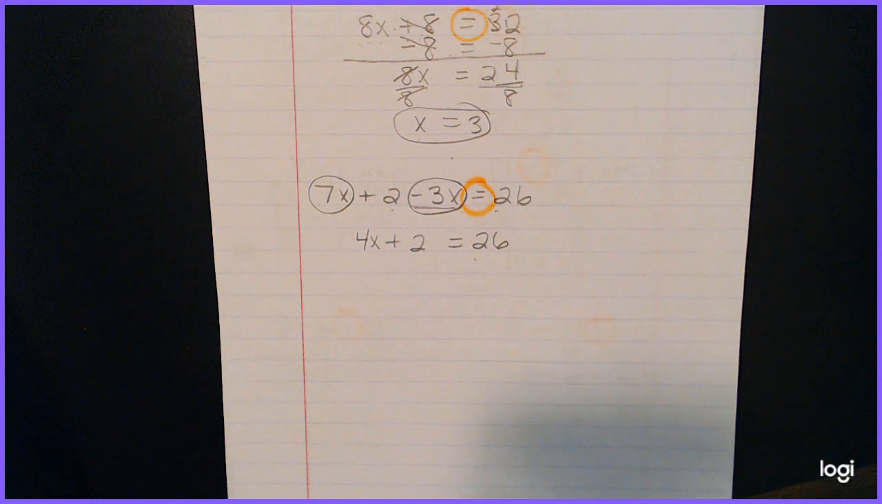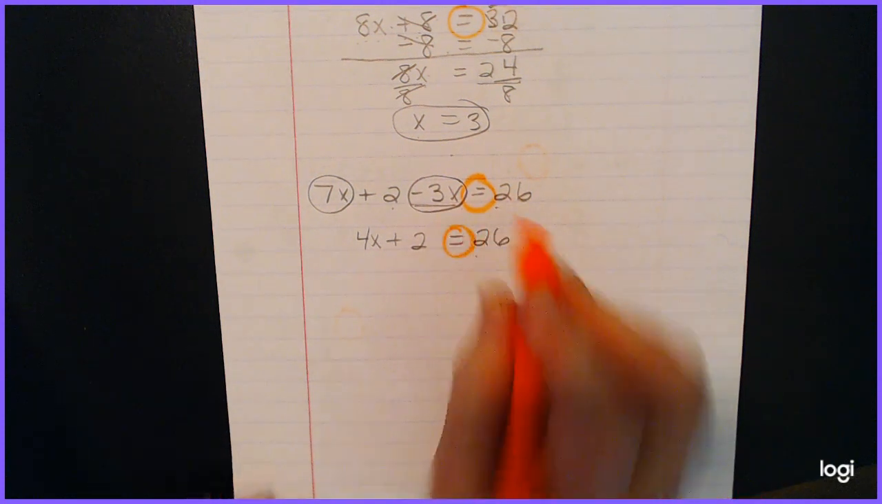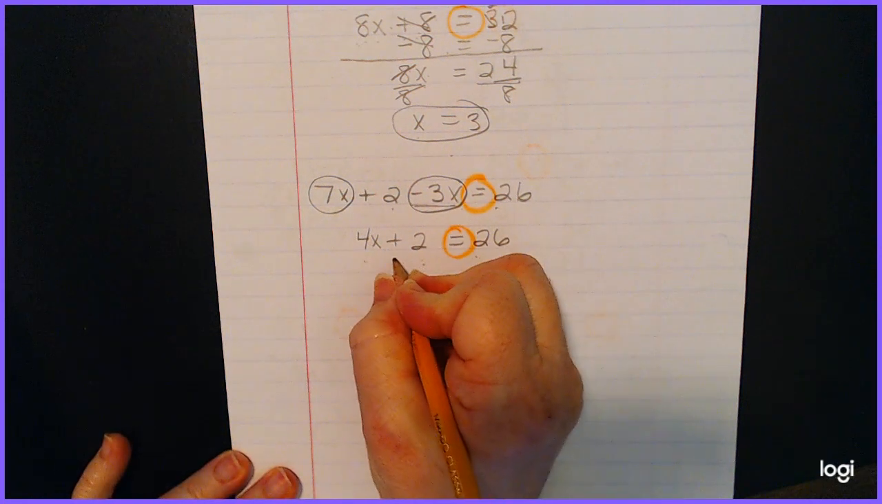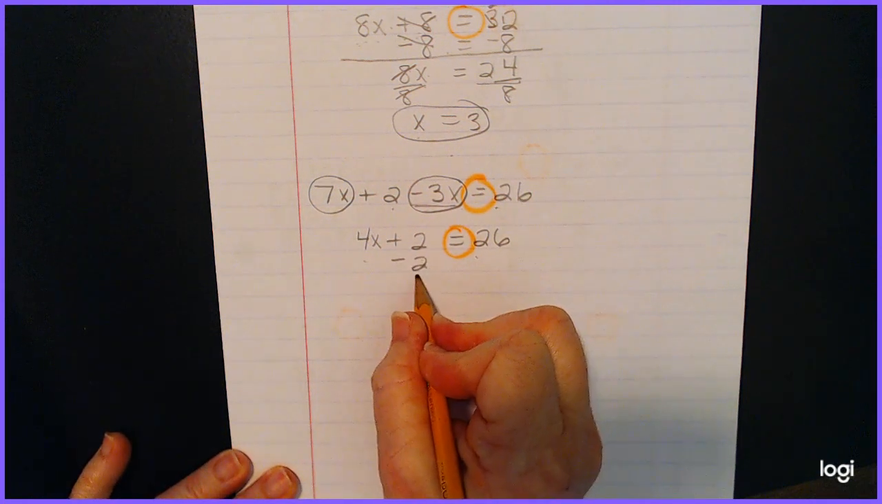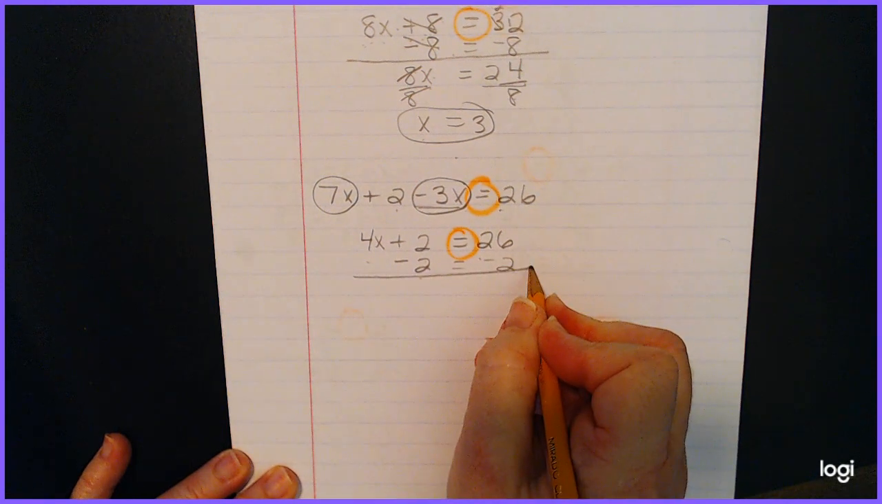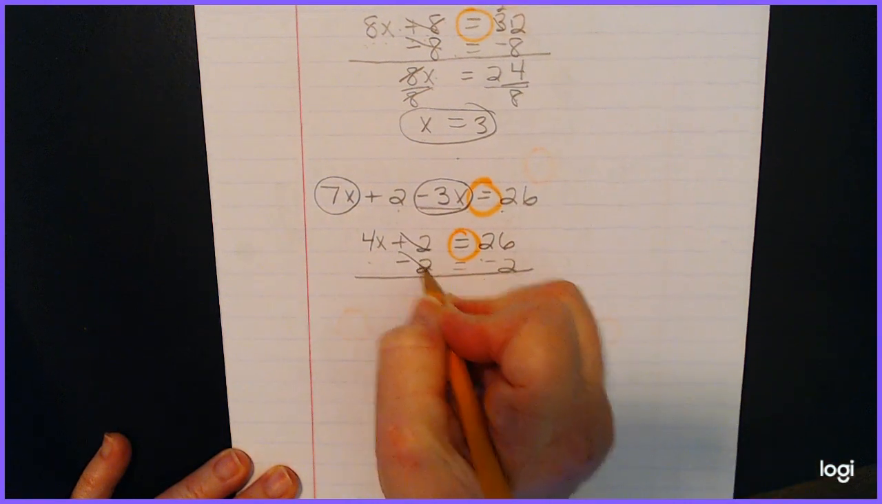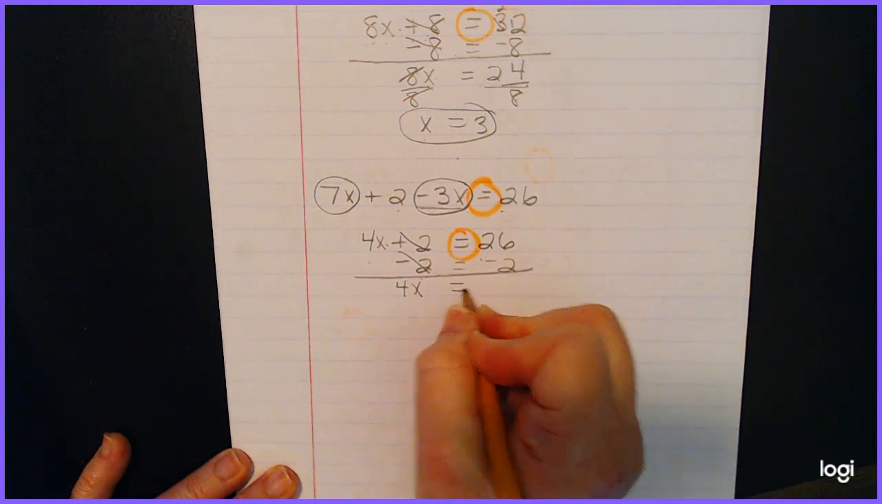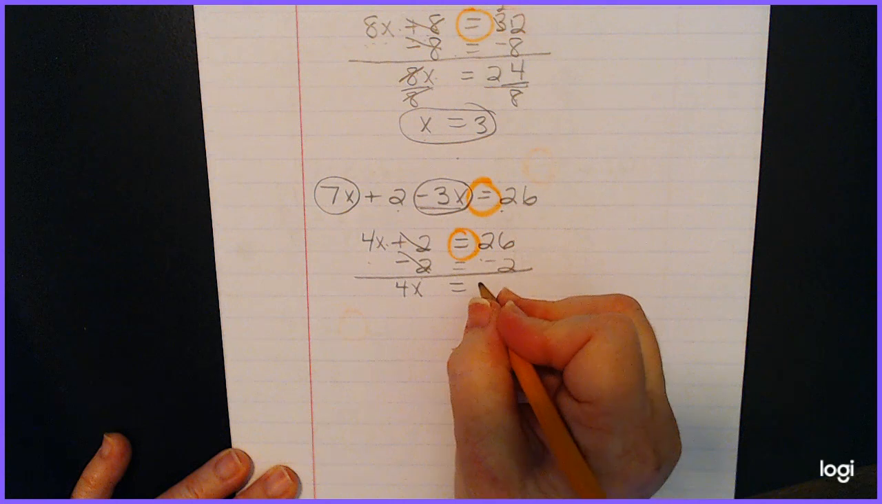Once again, here's my balance. I need to get rid of the 4 and the 2. We're going to get rid of the 2. Hopefully you subtracted 2 from this side and from this side. Make my line. If you canceled those out, you should have had 4x left over here. 26 minus 2 should be 24.